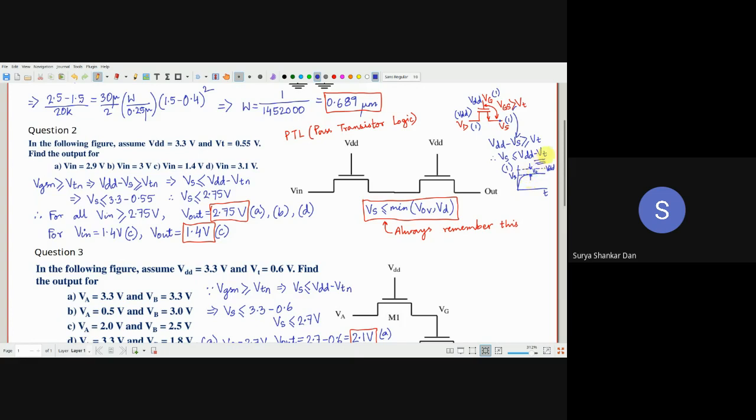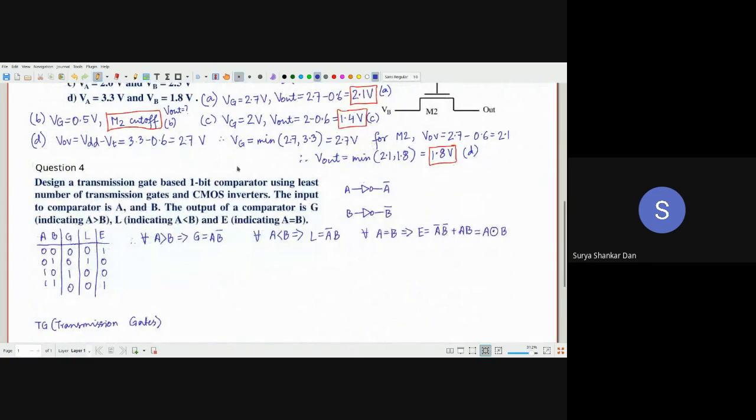आपका noise margin कम हो जाएगा. You have studied noise margin in your course? Hello? Noise margin? Yes. So your noise margin will become depreciated. So that is the reason why pass transistor logic is never used. The improvement of pass transistor logic is the TG, which is the transmission gate.